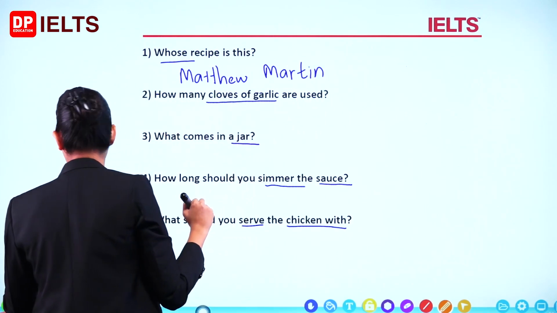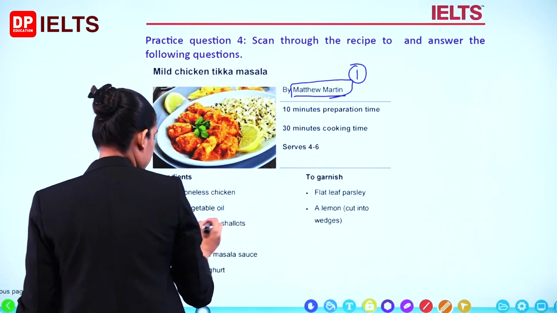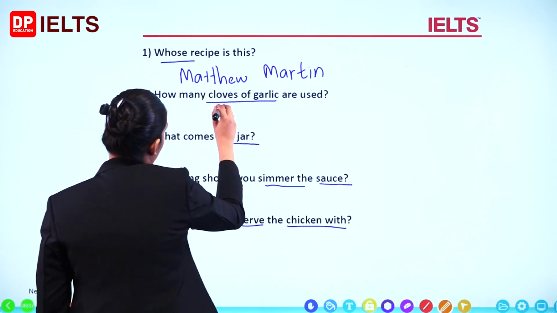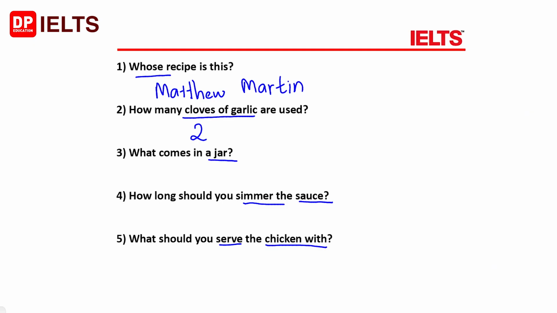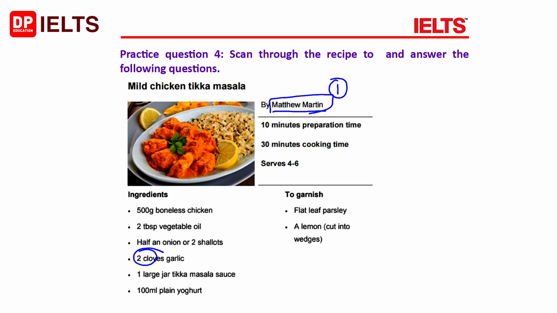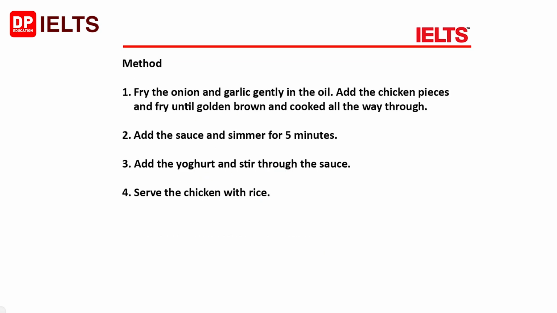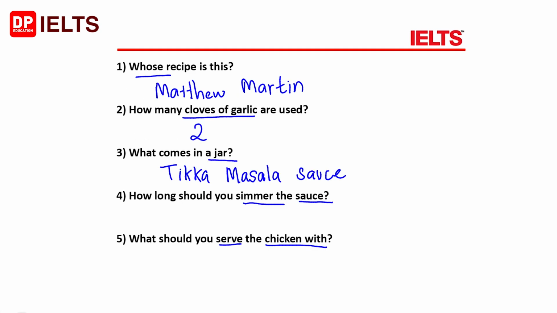How many cloves of garlic? It was 2 cloves, okay? So just the number is enough. What comes in a jar? Tikka masala sauce, okay? How long should you simmer the sauce? Simmer. How long? 5 minutes.